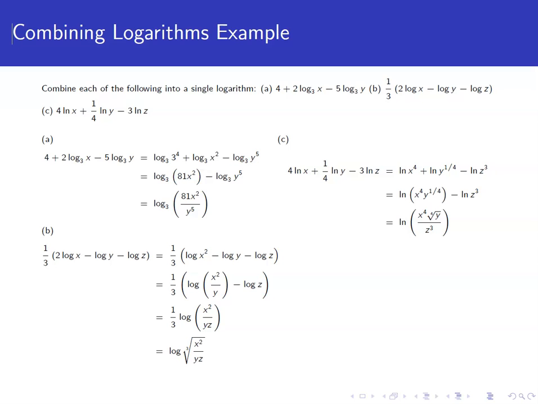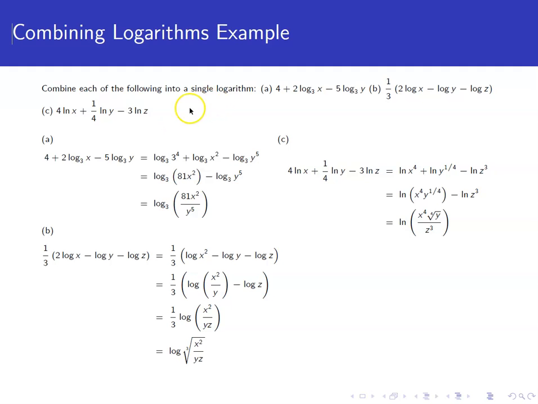In this video, we're going to do an example of using logarithmic properties to combine logarithmic expressions. So we're asked to combine each of the following into a single logarithm. The first one asks us to put 4 plus 2 log base 3 of x minus 5 log base 3 of y as a single logarithm, a log base 3 of something.